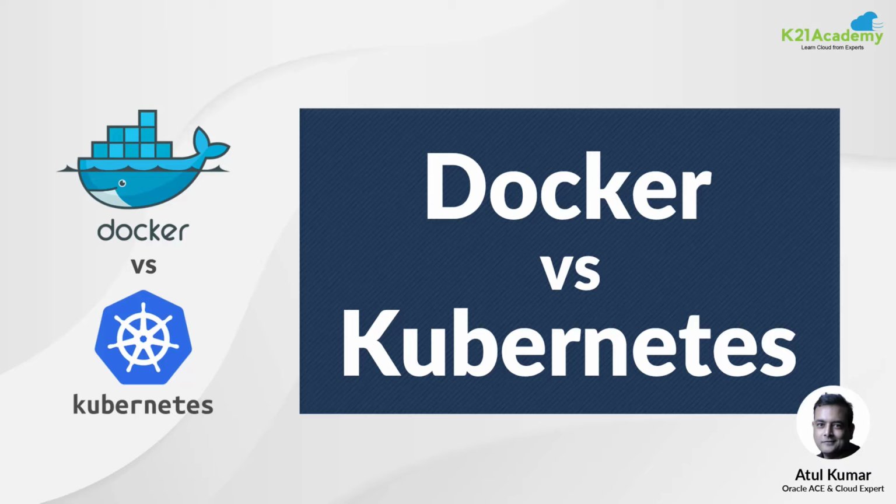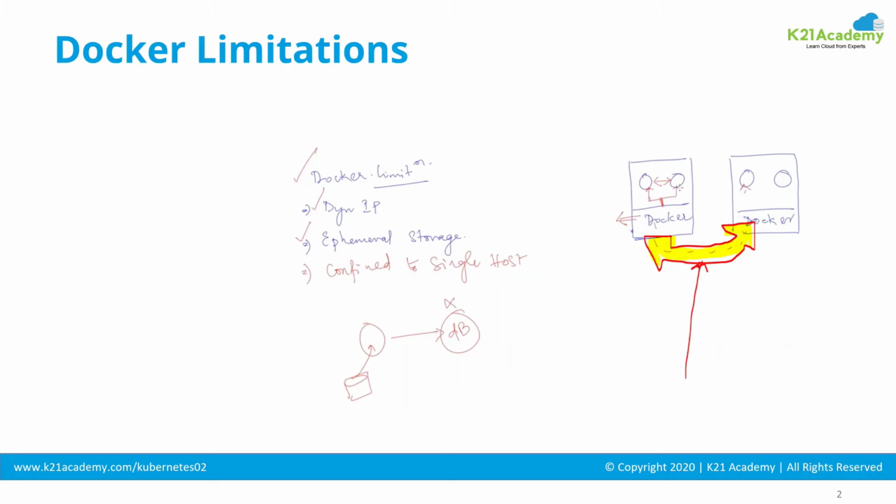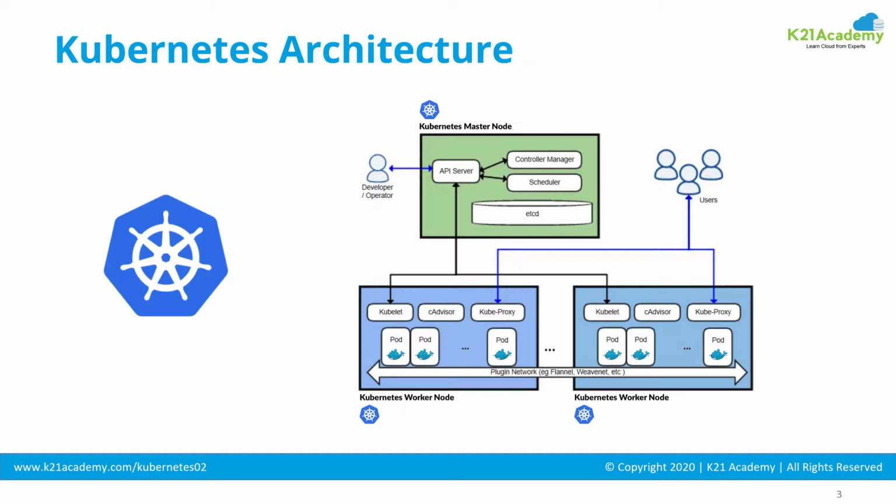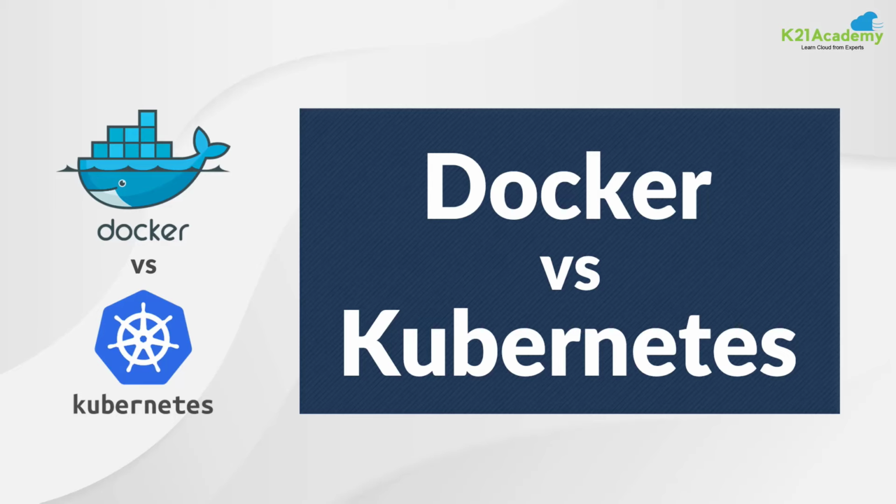Docker has some limitations, like it has a dynamic IP address and is confined to a host, meaning communication between two different Docker containers running on two different hosts is not possible. And this is where Kubernetes comes into the picture, and it provides facilities for self-healing, auto-scaling, and inter-host communication for Docker containers.